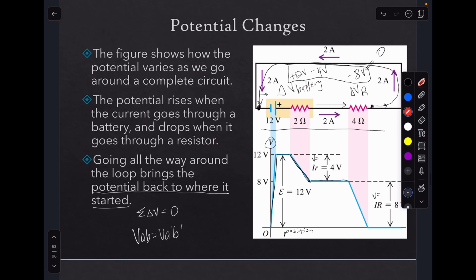Right here, we added up the positive potential we got from the battery, subtracted by the potential we lost going through the internal resistor, subtracted by the potential we lost going through a resistor of 4 ohms. All that equaled 0, meaning we were right back where we left off. We started off at 0, crossed the battery, gained potential, lost potential back to 0. So this picture is a statement of Kirchhoff's loop rule.